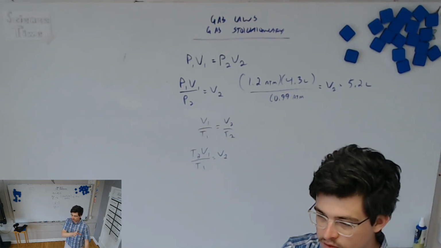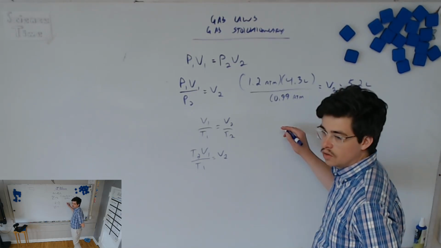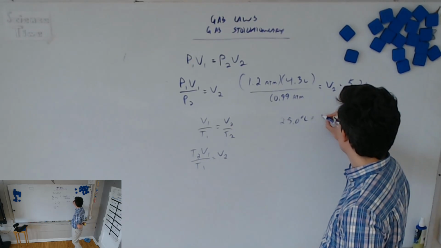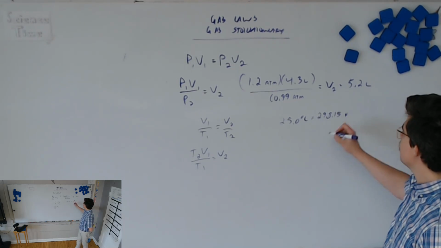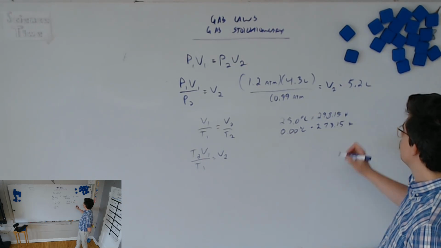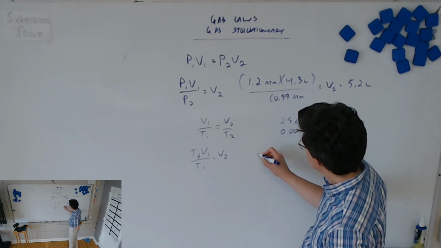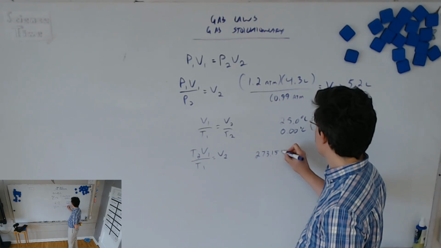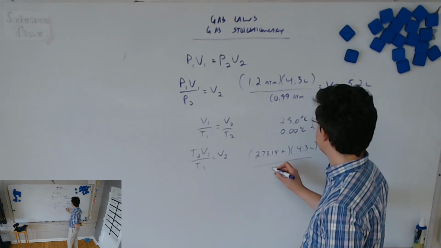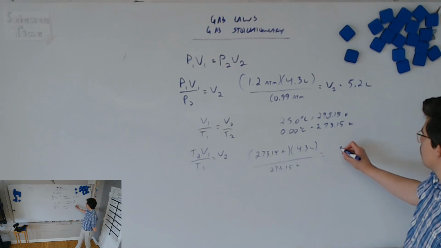But then we always have to, as Tyler says, if we're working with any temperature that isn't Kelvin, convert to Kelvin. So let's show that. 25 degrees Celsius equals 298.15 Kelvin. And 0 degrees Celsius equals 273.15 Kelvin. Now you substitute. T2, 273.15 Kelvin, times 4.3 liters, which we got from the last problem, divided by 298.15 Kelvin equals 3.9 liters.